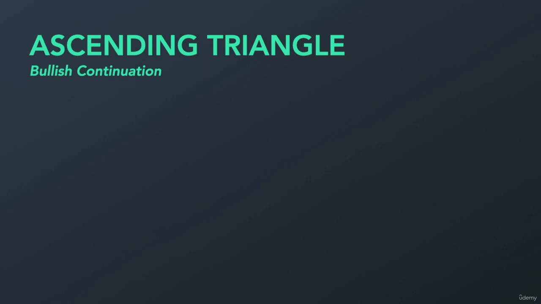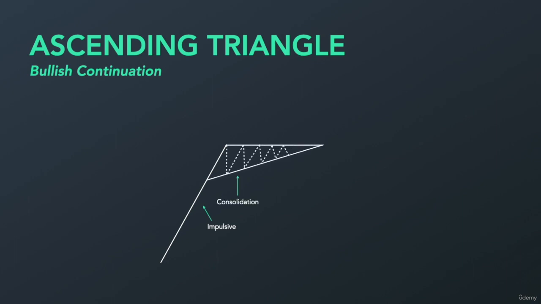Ascending triangle, bullish continuation. So we will see this pattern after an upside move. So this is our impulsive move followed by a consolidation. So whenever we see this pattern, we will anticipate a price move to the upside. Okay? So for our confirmation, we will wait for a breakout, and then our invalidation is just below the pattern. Okay? Now for our target, we will measure the height of this triangle from the starting point plotted after price breaking out of this pattern.